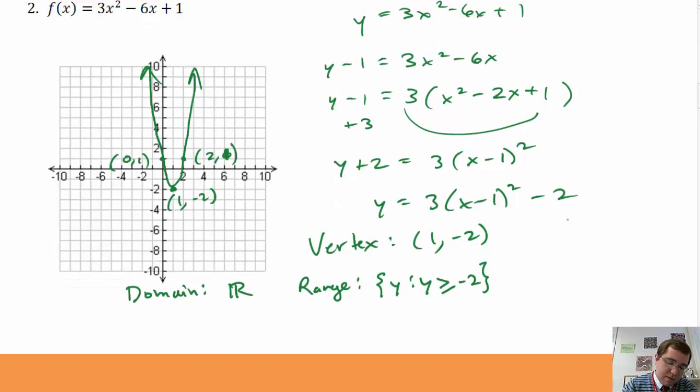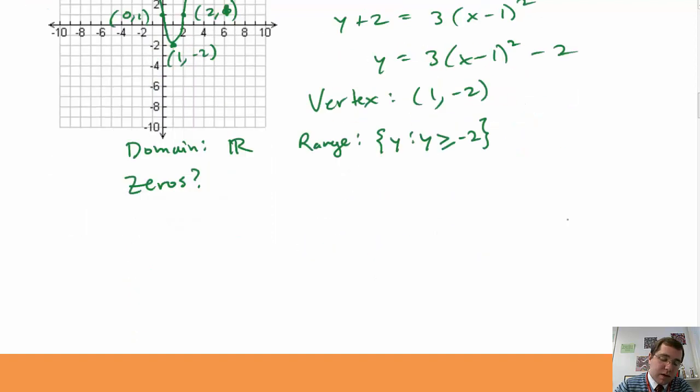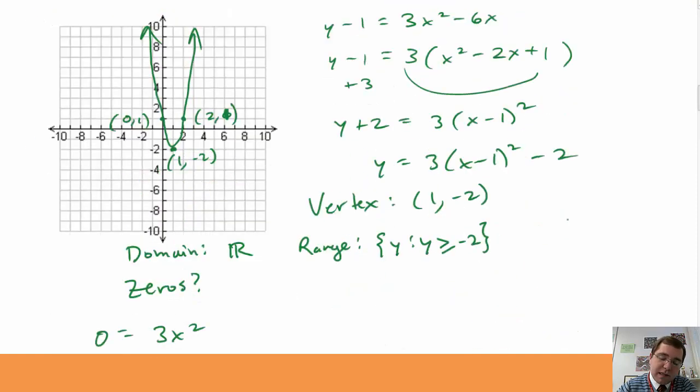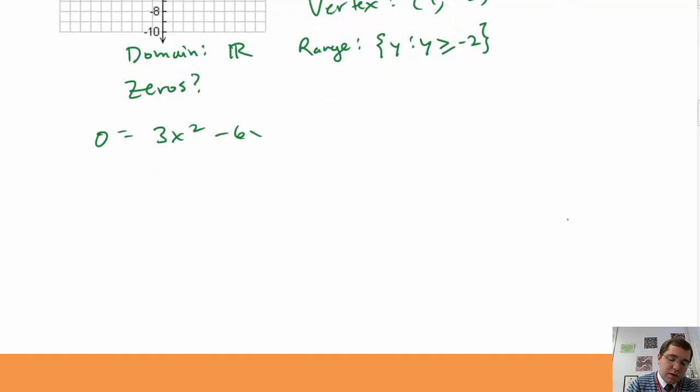What are the zeros? Well, there are 2 of them here, because there are 2 x-intercepts. There's 2 places where my graph crosses the x-axis. But those are not going to be whole numbers. One of them is between 1 and 2, and the other one's between 0 and 1. So in order to find them, I need to actually solve my equation. So if I take my equation, 0 equals 3x squared minus 6x plus 1, and I solve this, then I will have the zeros.